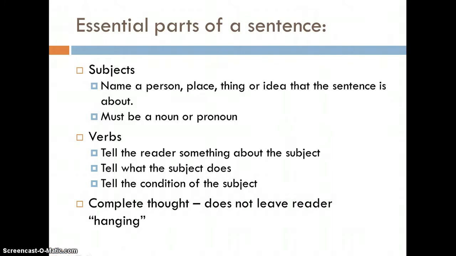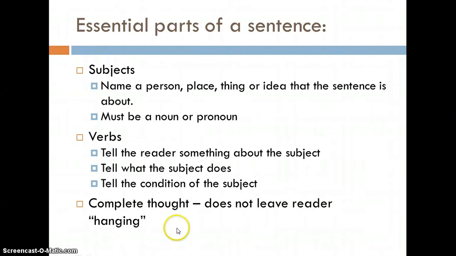So let's review what the essential parts of a sentence are. First, we know that we need to have a subject. The subject is a noun or a pronoun, and it names a person, place, thing, or idea that the sentence is about. We must also have a verb. The verb tells the reader something about the subject. It tells what the subject does, or tells the condition of the subject, and our verb must be a complete verb.